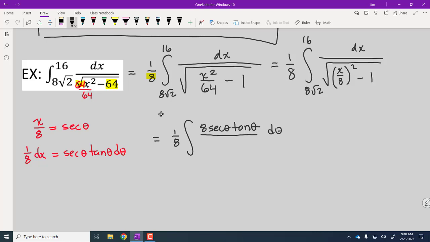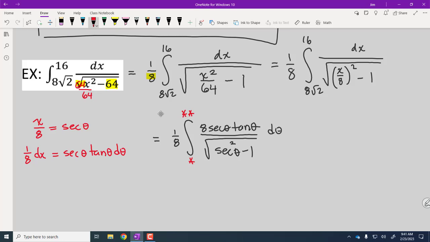And then in the denominator, we have the square root of the x divided by 8 is a secant, so we end up with secant squared minus 1. And our limits of integration have changed. These are now theta limits. We're not going to find the theta limits. We're going to wait to the very end. Where did the 8 come from for the secant? That 8 right there? Yeah. So down here, if you solve for dx, you multiply both sides by 8. Oh. So we're replacing that dx. So dx will be 8 secant times tangent.